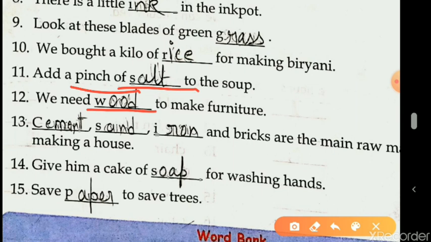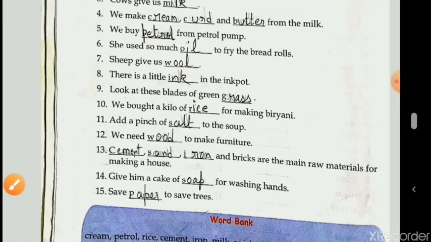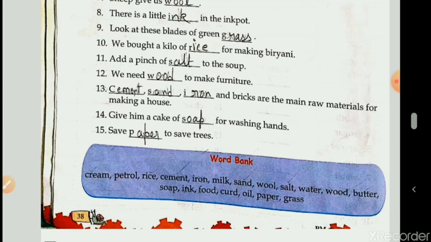Now, dash, dash and dash are the main raw materials for making house. Now, what things are required to make a house, students? You need cement, iron and sand. These are the raw materials which are needed for constructing a house. Cement, sand, and iron. These three are uncountable nouns.